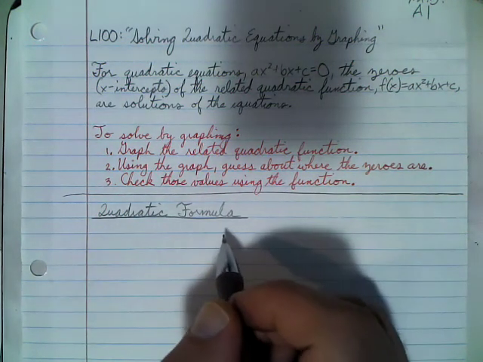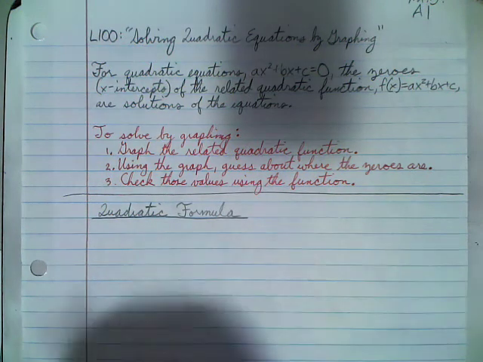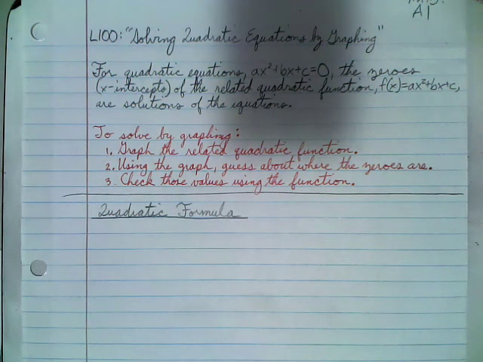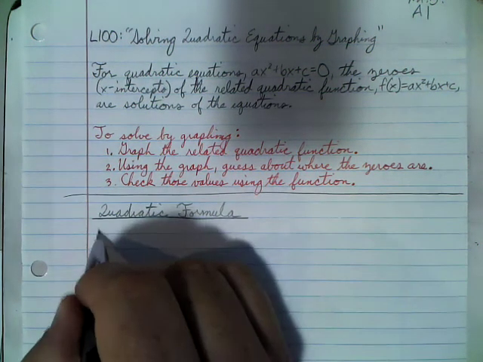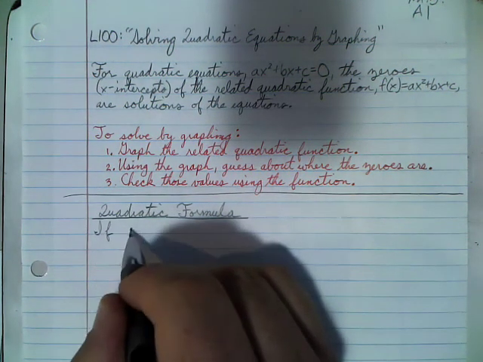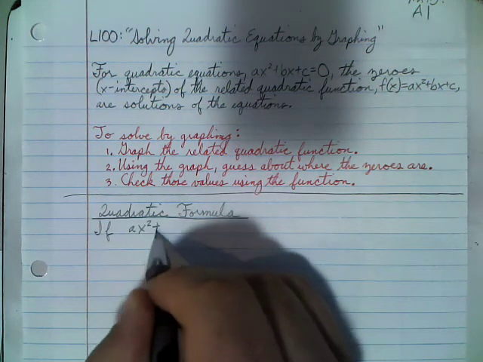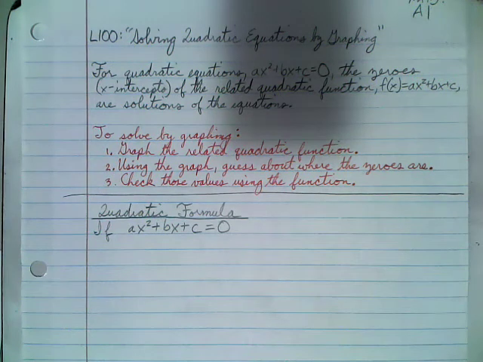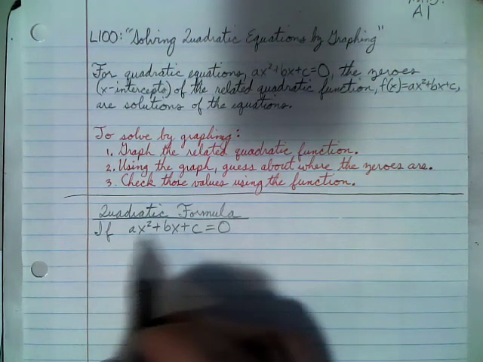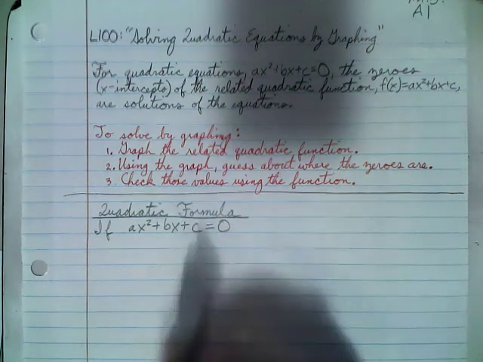So the quadratic formula actually comes in 2 parts, and most people just memorize the first part and forget about the second. Memorize the second part and forget about the first. But the first says if ax squared plus bx plus c equals 0. So this requires us to have our quadratic equation in standard form.